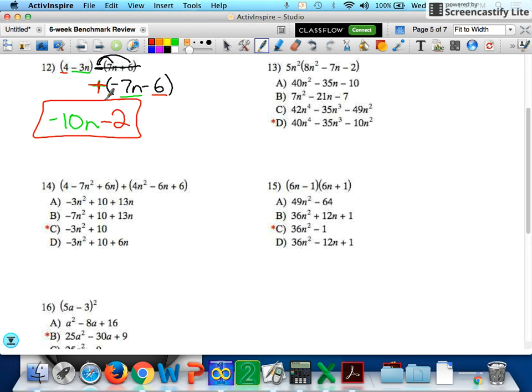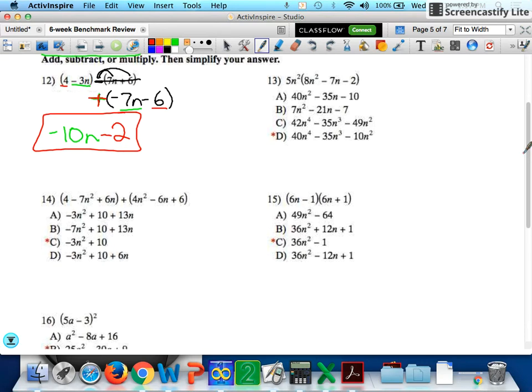Number 13, notice these are all mixed in together. They're like that to trick you, okay? Be careful, make sure you pay attention to what operation you're doing. Number 13 is a multiplication problem. Okay? When we do our first multiplication, we do 5 times 8, which is 40. N squared times n squared is n to the 4th power. Then we get minus 35n to the 3rd power and minus 10n squared, giving us the answer D.